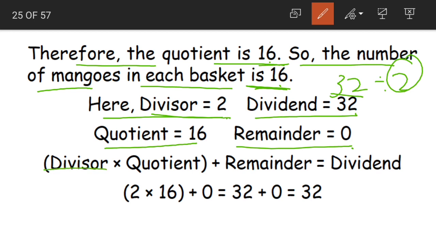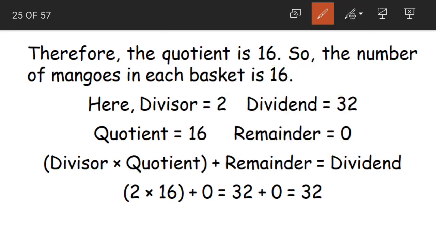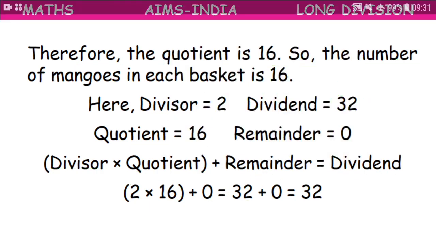Again, if you look at the division statement, divisor into quotient plus remainder is equal to dividend. Now here we are having 2 into 16 plus 0. 2 into 16 becomes what? 32 plus 0. 32 plus 0 is equal to 32. What is this 32? It is our dividend. We got our dividend. Again, what does this prove, children? That our division is correct.